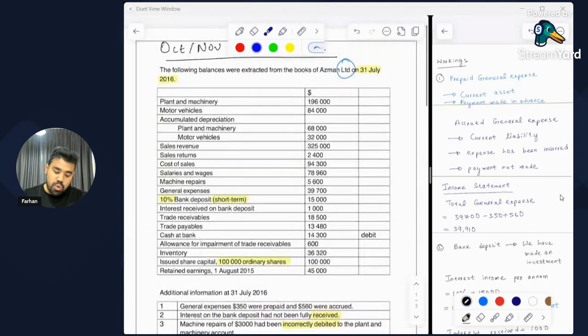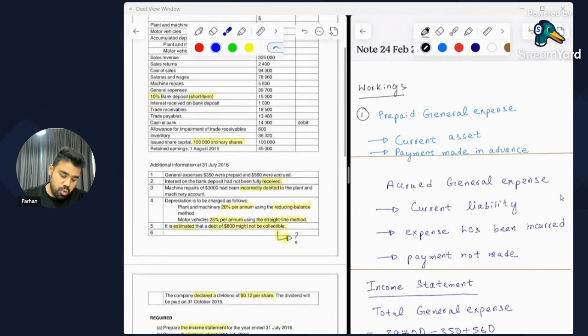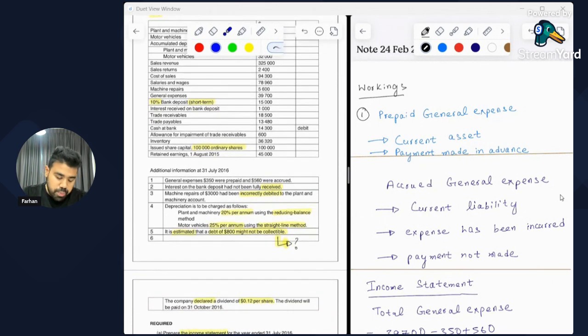So let's look into the workings on the right hand side. We're going to do this by first looking into the additional information that we are given. What does the first information say? General expenses of $350 were prepaid and $560 were accrued. All right. So general expense is an expense in itself, and we have got a prepaid general expense.